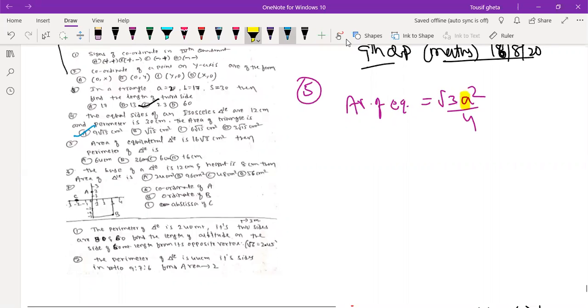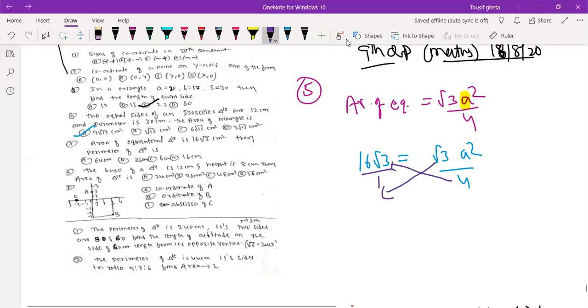Now, the perimeter of an equilateral triangle is 3a, since all the sides are equal. So this is 16 root 3 and this is root 3 a square by 4. So I will cancel this root 3 and root 3. If you don't know to cancel directly, what you will do is cross-multiply. Divide by nothing is 1. So this is also 4, you cross it.